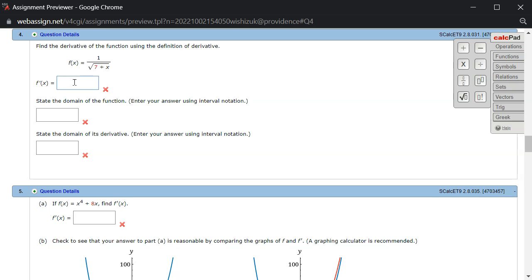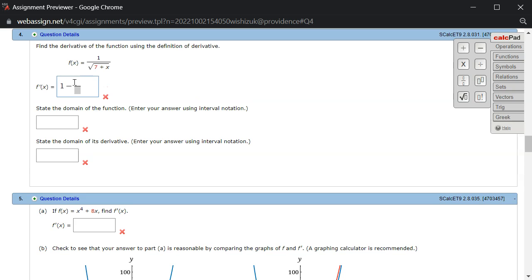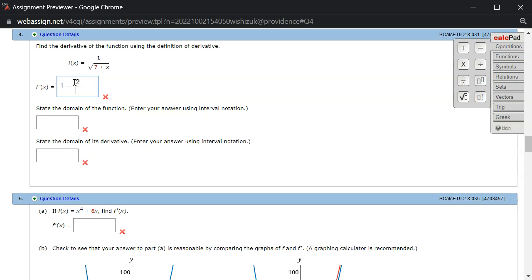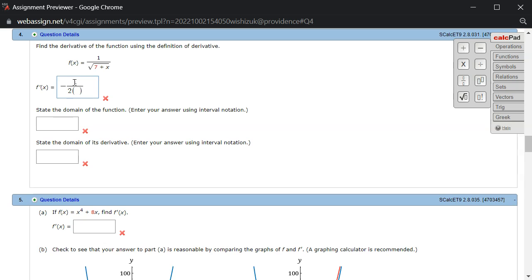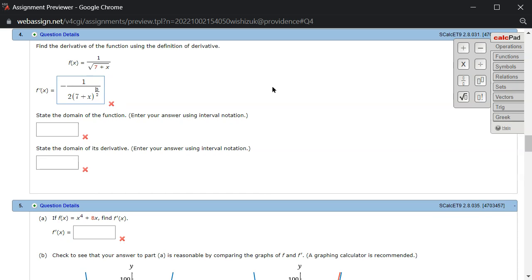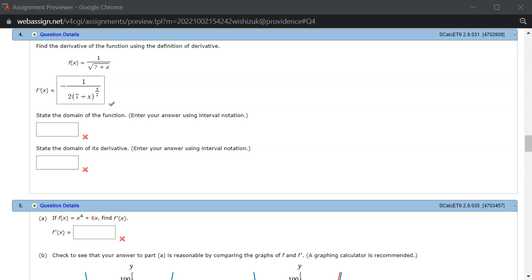All right, so it's going to be -1 over 2 times quantity, actually, I messed that up. -1 over 2 times quantity 7 plus x raised to the 3/2 power. All right, so I'm going to actually get rid of that parentheses there. All right, let's check the answer. All right, I came back and looks like we got the derivative correctly.